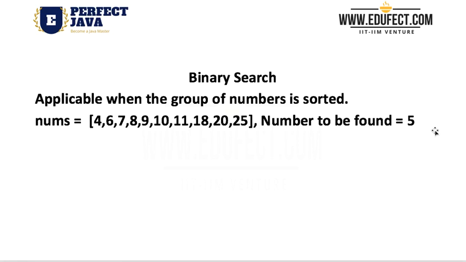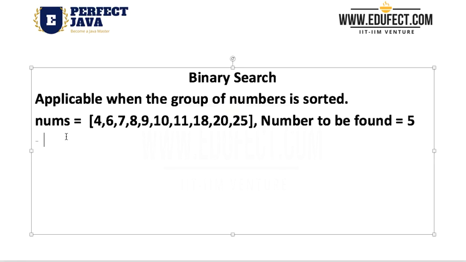Suppose we are looking for the value 5 in the set. Again, like we did in the last example, we will start from 0. Our end will be 9, which is the index, and mid will be equal to 0 plus 9 by 2, which is 4. Now what is value at mid? Value at mid is 0, 1, 2, 3, 4, which is 9. Now 9 is more than 5, so the values will be to the left of it.